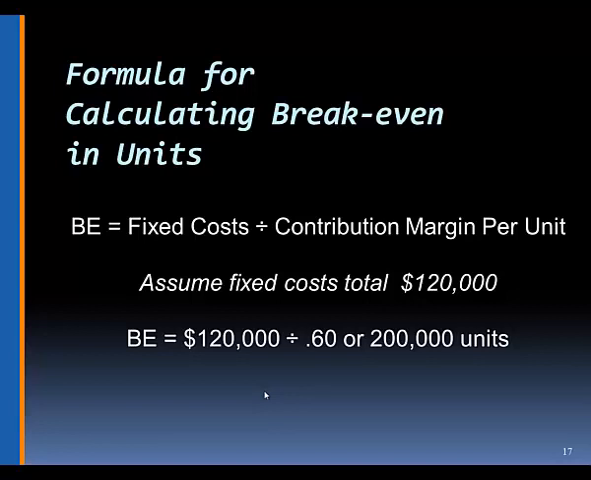Now let's calculate a break-even. Break-even is fixed costs divided by contribution margin per unit. Assume our fixed costs are $120,000. Our contribution margin per unit was 60 cents. Divide that out, and so the break-even is 200,000 units. So at that level, we are not making profit, nor are we suffering a loss.